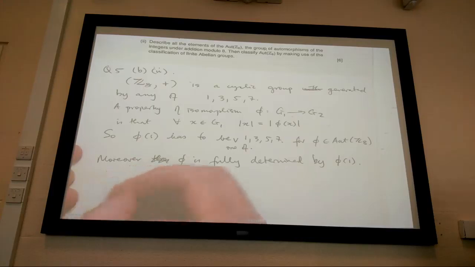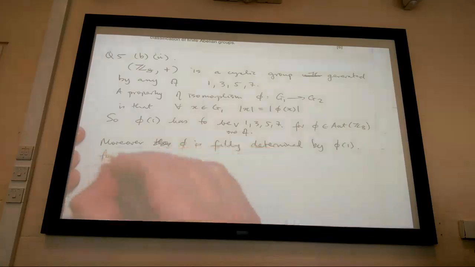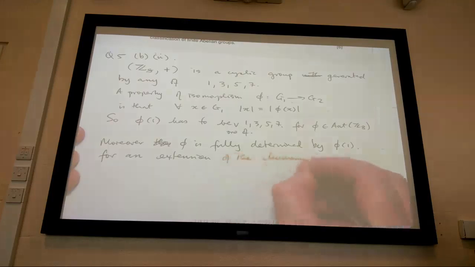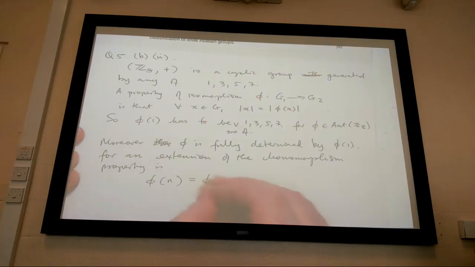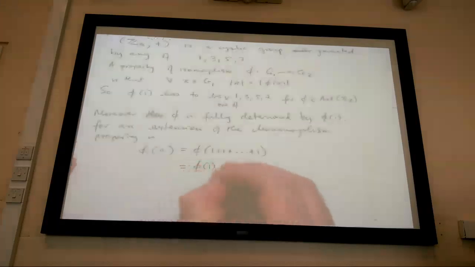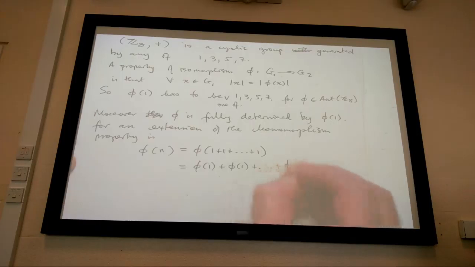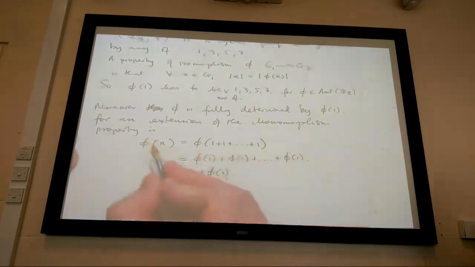Why did you choose phi of 1? I just chose one of the generators to focus on. I could have chosen any one, but 1 seems the canonical generator. So phi is fully determined by phi of 1 by an extension of the homomorphism property: phi of n, which is phi of 1 plus 1 plus some number of copies of 1, is just phi of 1 plus phi of 1 plus phi of 1. So it's n times phi of 1. Once you know what phi of 1 is, all other values are determined from that.